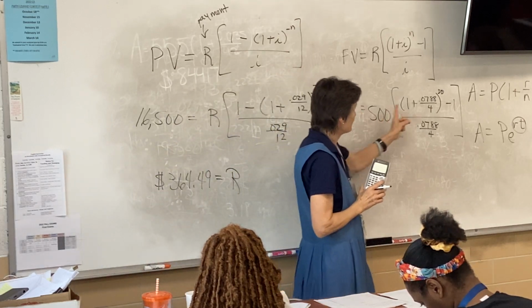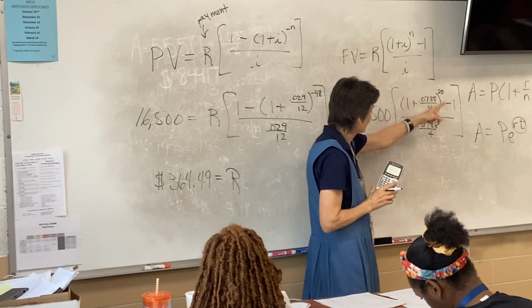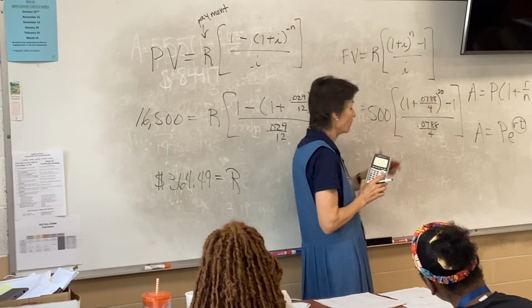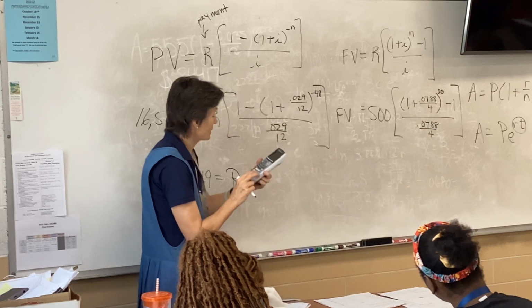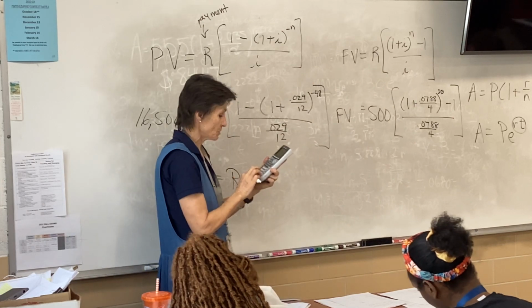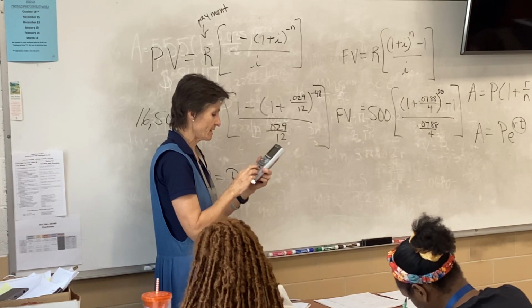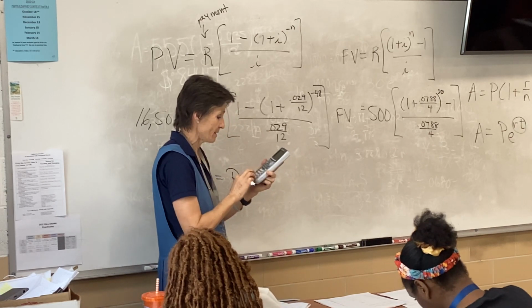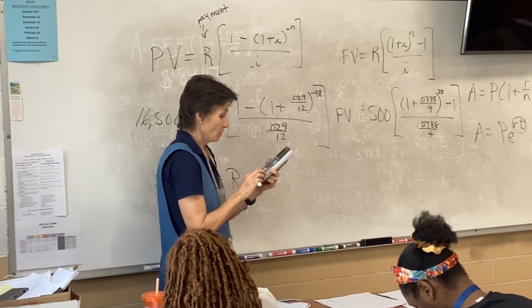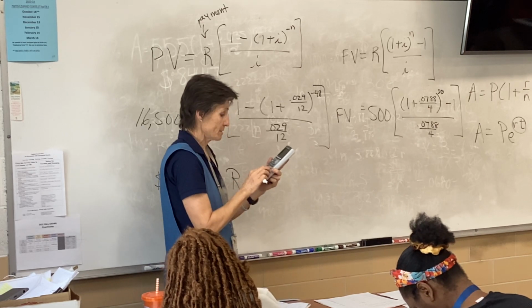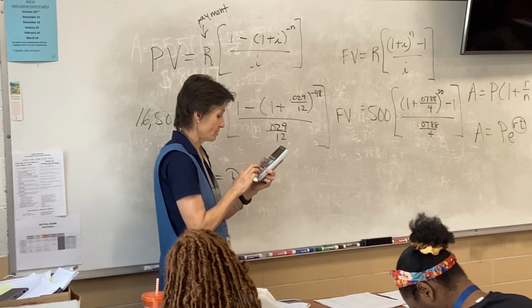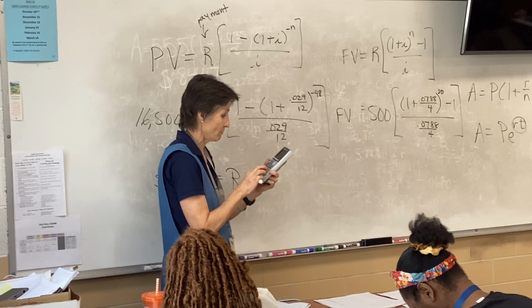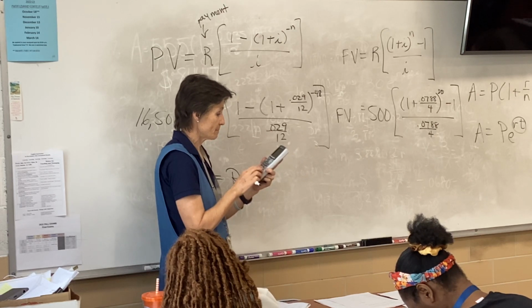This time, there's no division involved, we're just gonna take whatever we get here and multiply it by 500. So parentheses, 1 plus 0.0788 divided by 4, close parentheses, 2 to 80th, minus 1 equals, divided by parentheses, 0.0788 divided by 4, times 500.